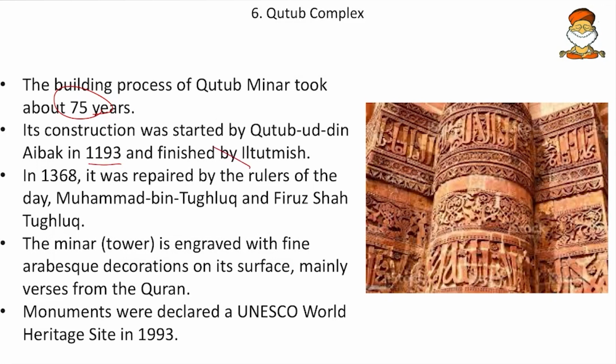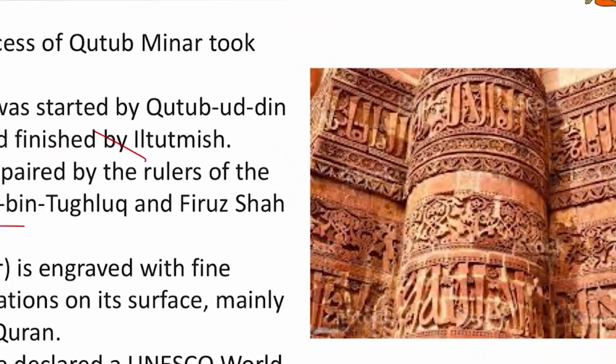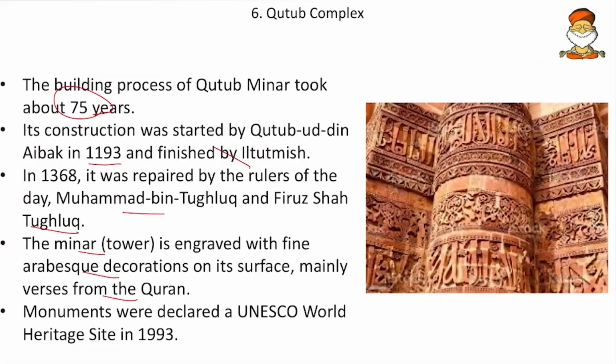and it was finished by Iltutmish. And in 1368 it was repaired by Muhammad bin Tughlaq and Firoz Shah Tughlaq. And the minar or the tower is engraved with fine arabesque decorations on its surface. And these decorations were mainly from the verses of the Quran. So here we can see the arabesque decorations. And then the monument was declared a UNESCO World Heritage Site in 1993. So the date is not important. So its designation as a UNESCO World Heritage Site is more than enough for us.